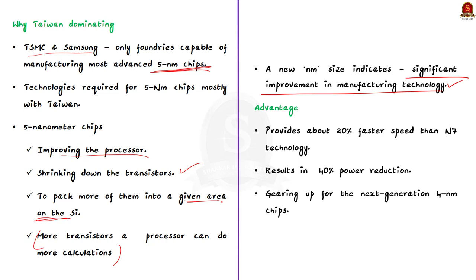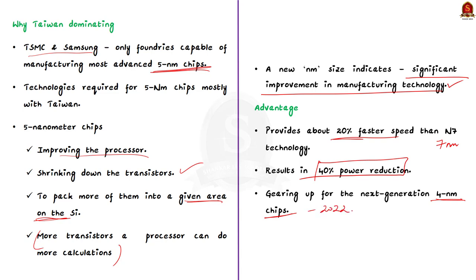Now, coming to the main advantage of this 5 nanometer chip, it provides about 20 times faster speed than 7 nanometer processors. And also, it results in 40% reduced power consumption. Also know that this TSMC is already gearing up for the next generation 4 nanometer chips. This will reportedly start production in 2022.